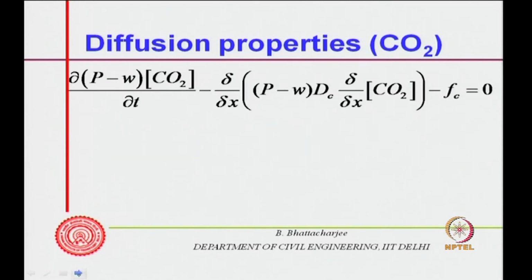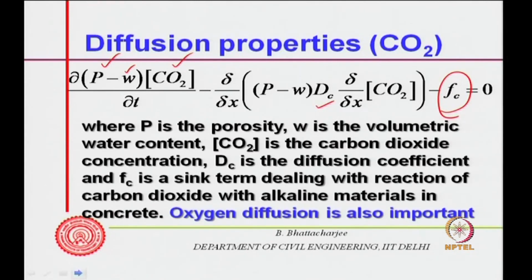Similarly, carbon dioxide diffusion and the modeling of carbon dioxide flow can be done through diffusion properties. For example, this is porosity, this is the water filled space or water content, carbon dioxide concentration, and the carbon dioxide diffusion coefficient. This is the sink, related to the alkali content of the concrete. So, P is the porosity, W is the volumetric water content, C is the carbon dioxide concentration, D is the diffusion coefficient. This is a sink term dealing with the reaction of carbon dioxide with alkaline material in concrete. Oxygen diffusion is also important.